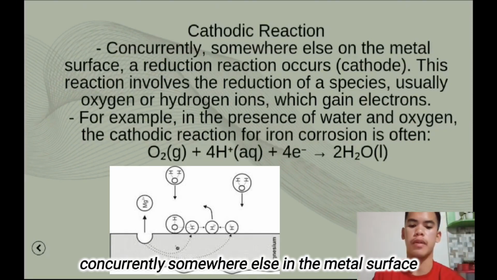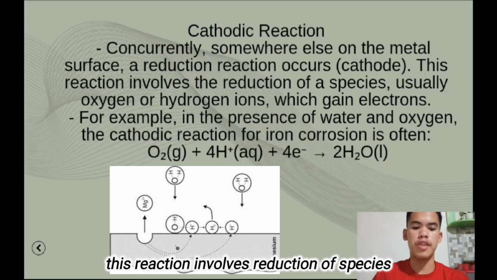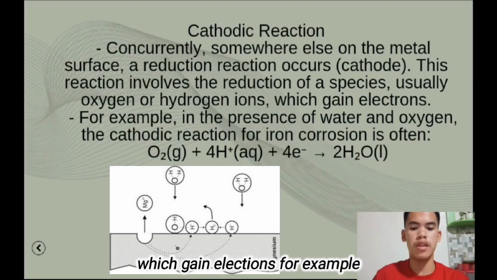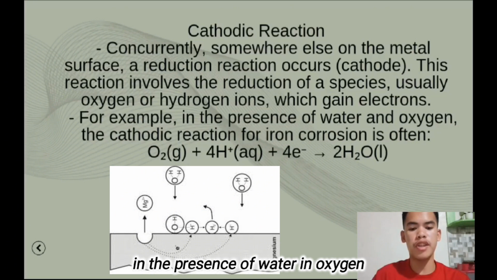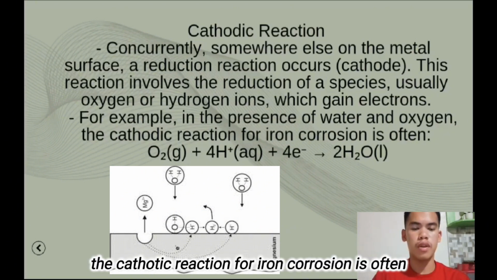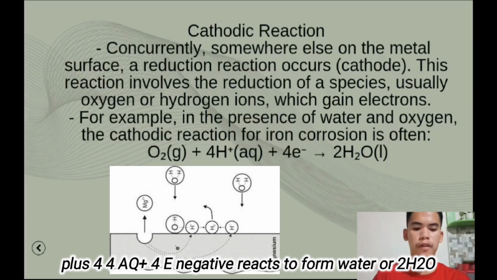Concurrently, somewhere else on the metal surface, a reduction reaction occurs at the cathode. This reaction involves reduction of species, usually oxygen or hydrogen ions, which gain electrons. For example, in the presence of water and oxygen, the cathodic reaction for iron corrosion is often O2(g) + 4H+(aq) + 4e- reacts to form water, or 2H2O.